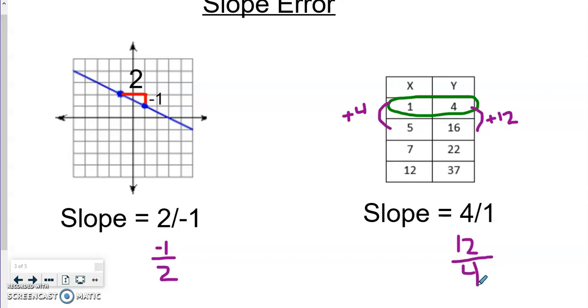We know something is positive when we don't see a negative sign in front of it. Now, you are all 7th graders, and I know you're capable of doing this. 12/4 can be simplified, and either you can type it into the calculator and push simplify, or you know it's 12 divided by 4, which is the same thing as 3, okay? So those are 2 different common things that I saw when it came to slope error.